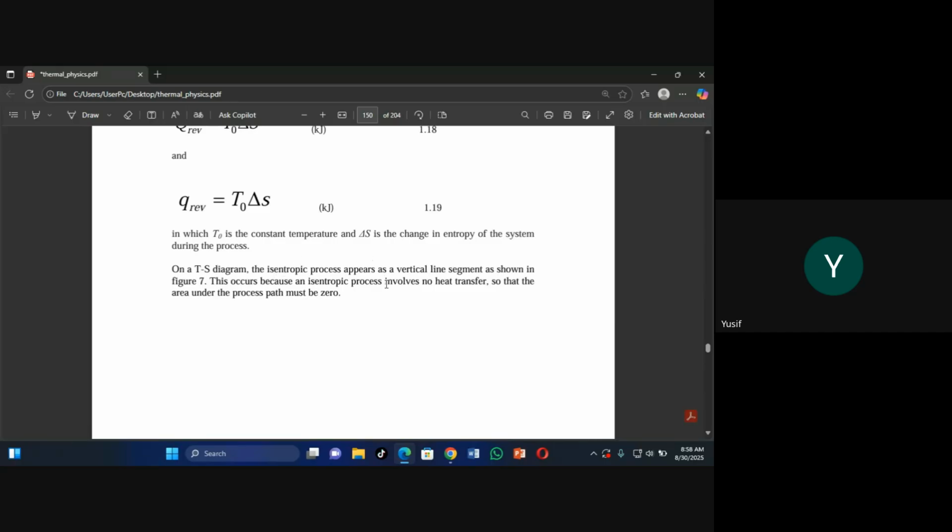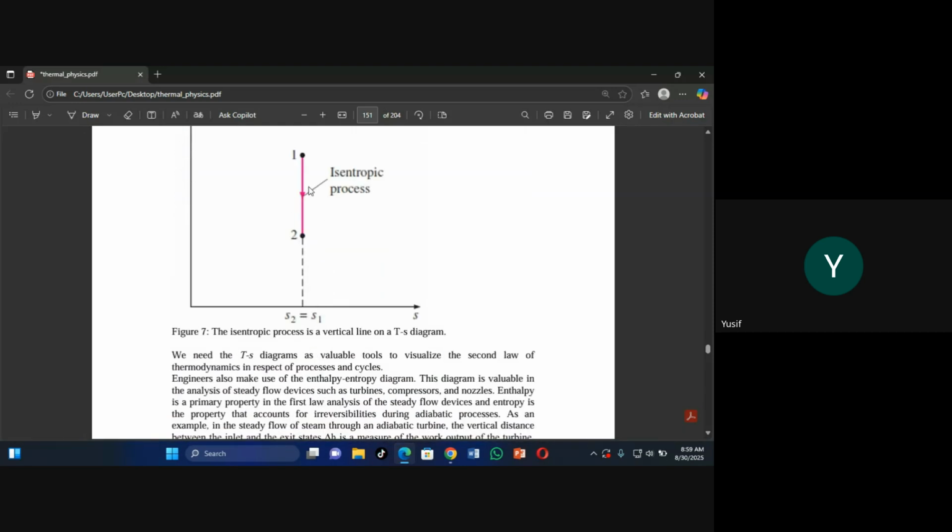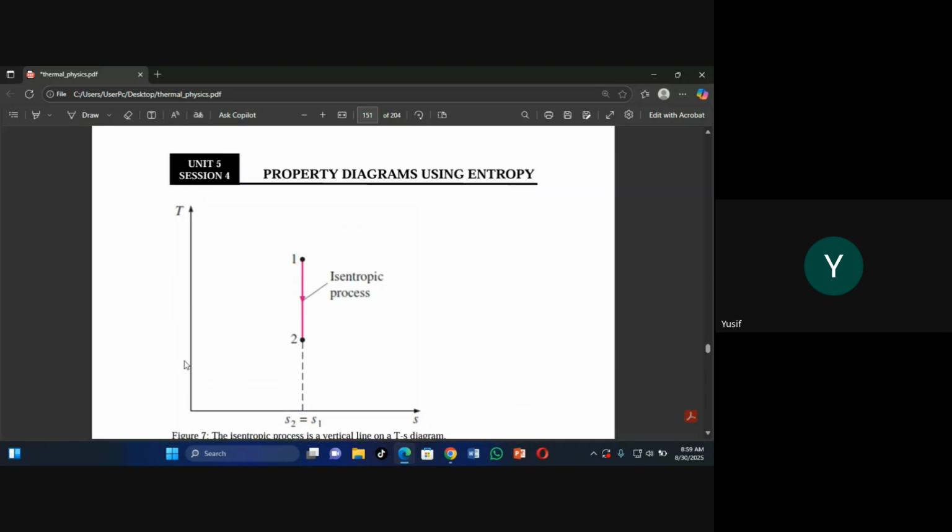On a TS diagram, the isentropic process appears as a vertical line segment shown in figure 7. This occurs because an isentropic process involves no heat transfer, so the area under the process path must be 0. So if you look at this, the change in temperature, but the isentropic change is 0. And also we made mention that heat is different from temperature. Heat is different from temperature.